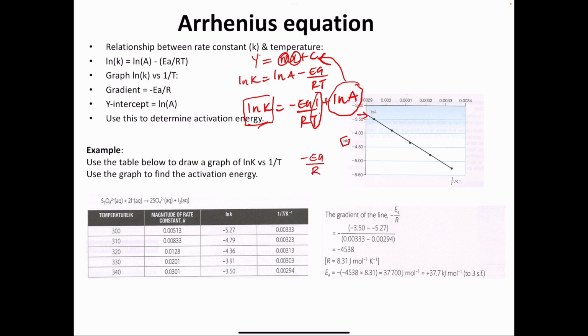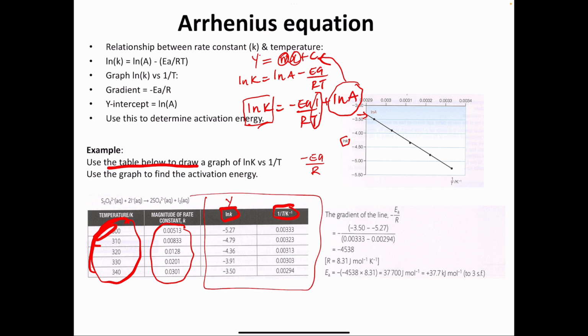So here we use an example from your textbook. They say use the table below to draw a graph of natural log of K versus 1 over T. Use the graph to find the activation energy. The data is given. Sometimes they just give you the value for temperature and the value for K, and you will be required to draw more columns in order to create the value for natural log of K and the value for 1 over T, since these are the values you're going to use to draw your graph. This goes to the y-axis and this goes to the x-axis.